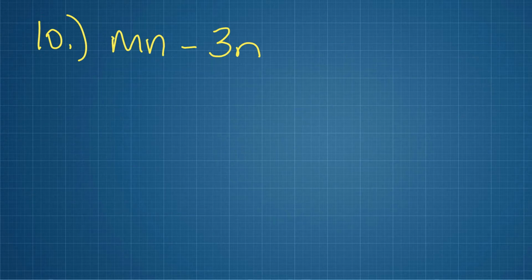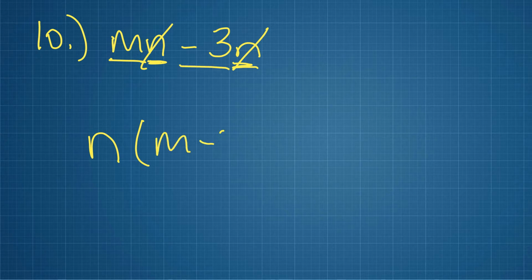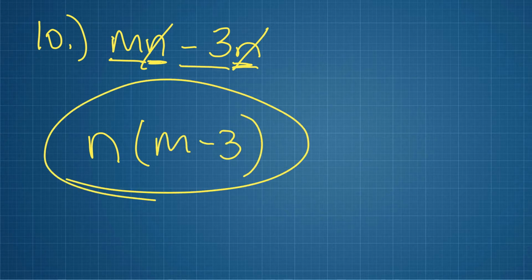Alright, number 10. Who was the pizza delivery guy? Well, n is the only one that shows up on both sides, so n goes outside the parentheses. Once n's gone, I have an m and a minus 3, so I put m minus 3. Done. That's it. Remember, you can always check your work on these. If I redistribute it, it gives me my original problem, so I'm good to go.